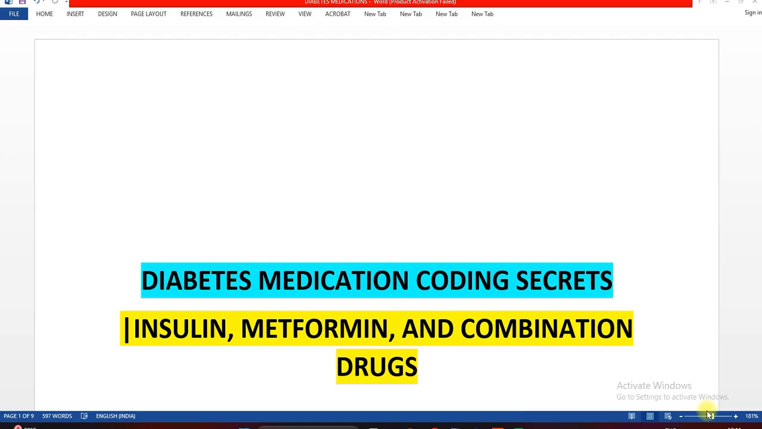Why? Because we have different types of codes, like long-term use of oral hypoglycemic drugs, long-term use of insulin, as well as long-term use of non-insulin diabetic medication. So in this session, we are going to learn diabetes medication coding secrets: insulin, metformin, and combination drugs coding.